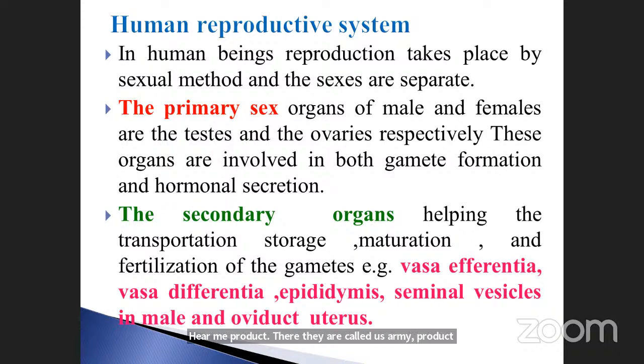So human reproduction takes place by the sexual method and the sexes are separate, male as well as female. The primary sex organs of males and females are the testis and the ovary respectively. These organs are involved in both gamete formation and hormonal secretions. They also produce specific hormones, male sex hormones and female sex hormones respectively.